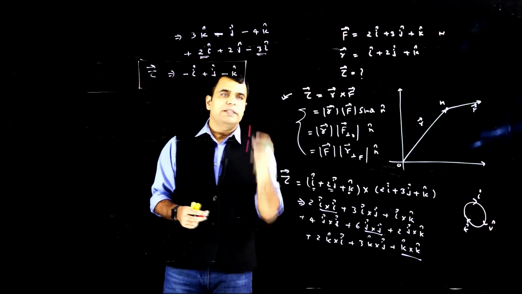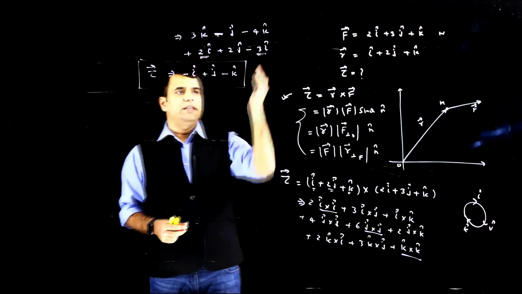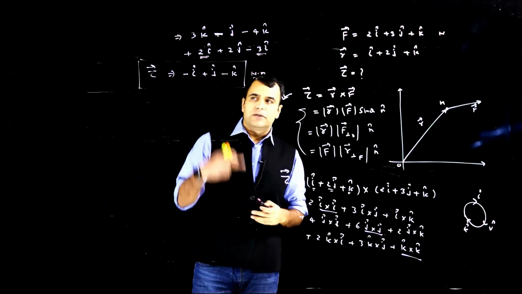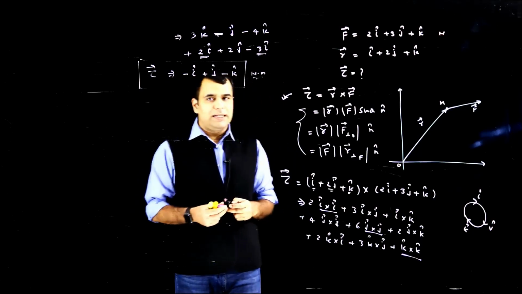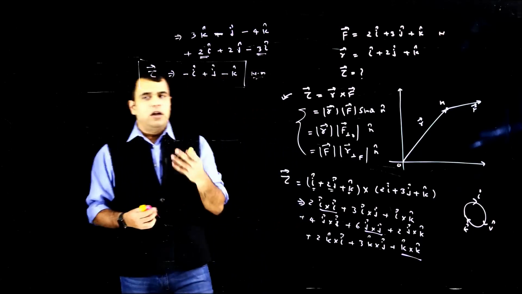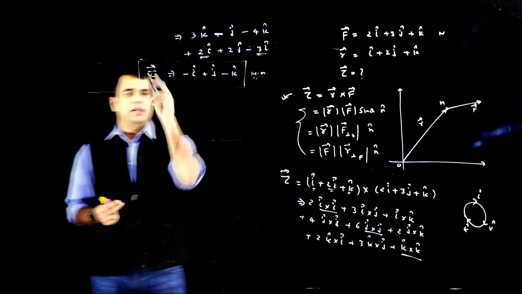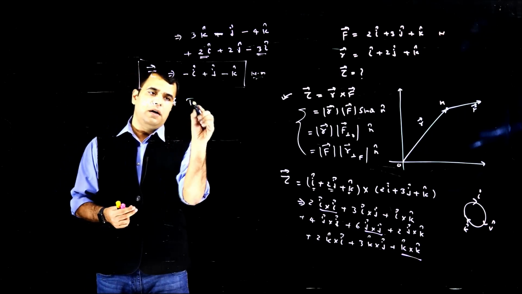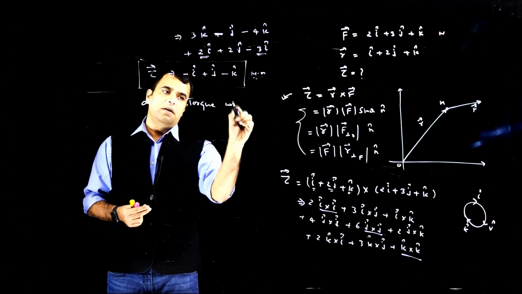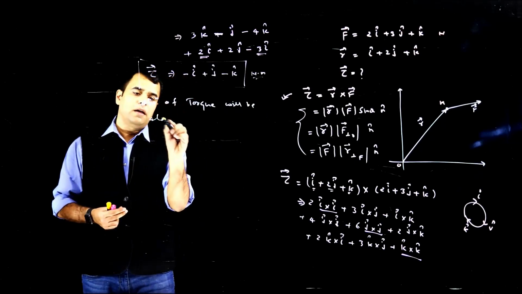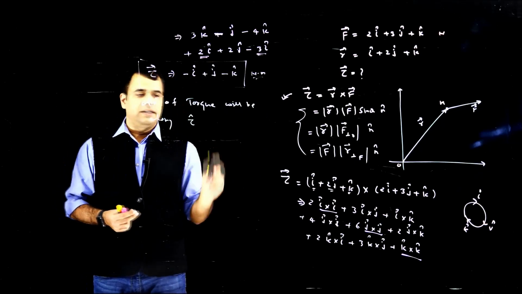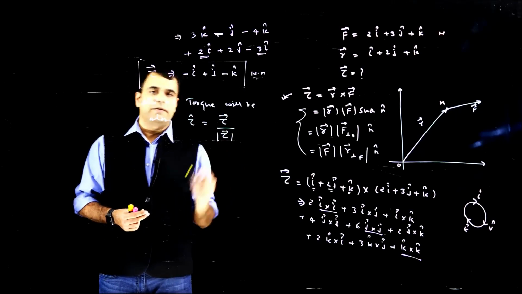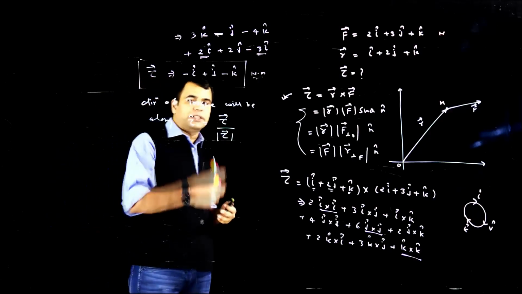Obviously the unit, since you are multiplying R with F, will be Newton meter. That's how we calculate the torque here. If you want to calculate the direction of this torque, all you have to do is take the unit vector along the direction of tau. So the direction of torque will be along the tau unit vector, which is nothing but the vector of torque divided by the magnitude of the torque. You can get the direction also by using this formula.